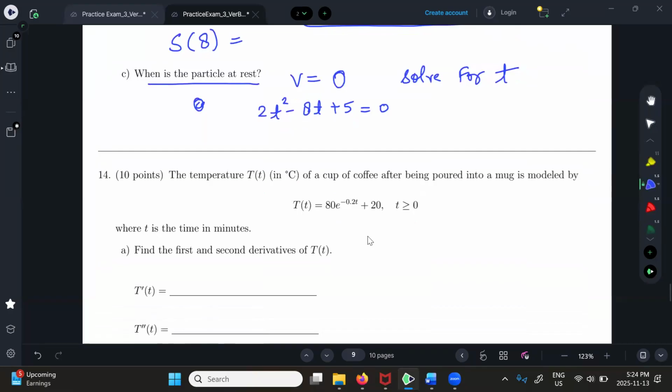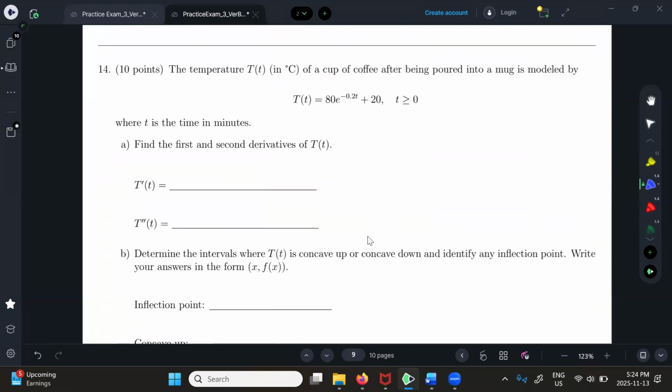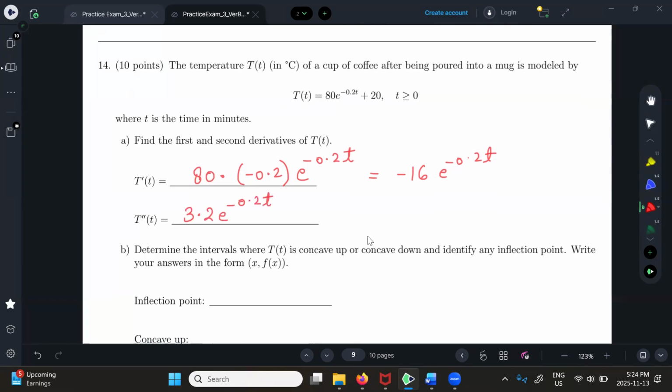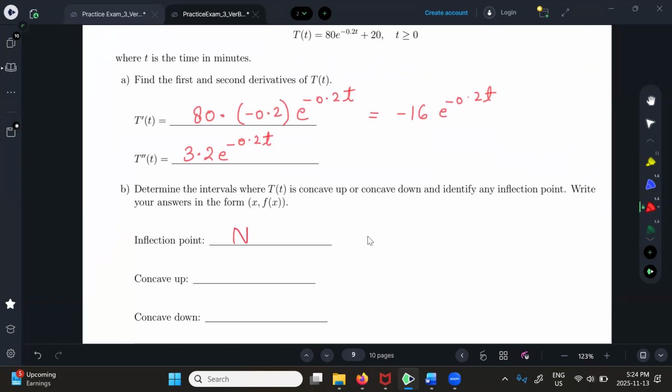Now this is the same type of question that we have solved already. Okay, this is a trick question. I gave you the same question in a group work, if you remember. What is the first derivative? Negative 0.2. What is the second derivative? Well, multiply this. Then I have to multiply by negative 0.2 again. Right? I'm differentiating. Inflection point. There is no inflection point.